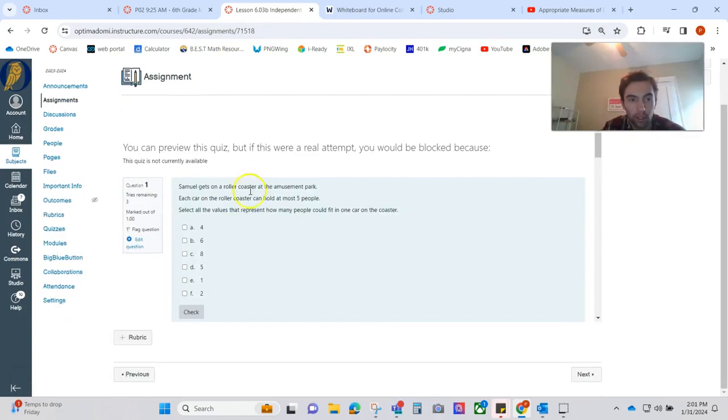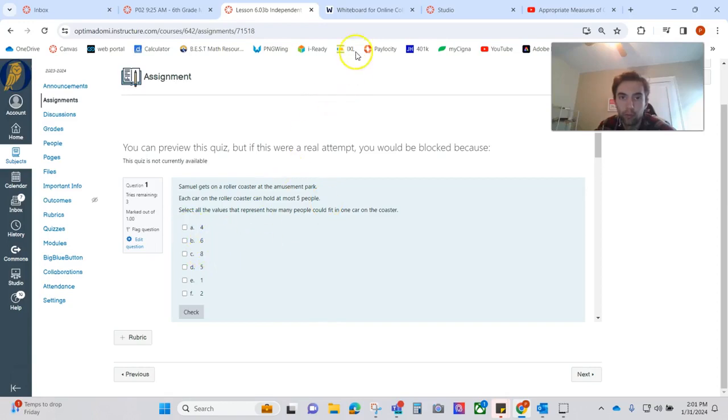Yay, math. Question 1. Samuel gets on a roller coaster. Each car on the roller coaster holds at most 5 people. Select all the values that represent how many people could fit in one car. So each car holds at most 5. So 5 is the most.